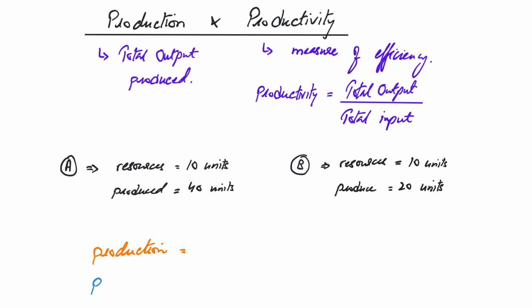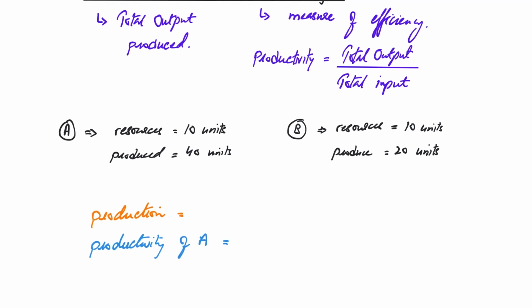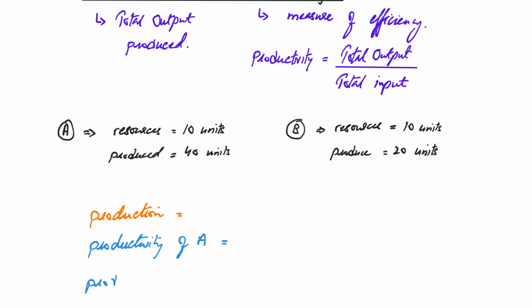And then you have to find out productivity of firm A and productivity of firm B. So in our case, the total production is 60 units, 40 by firm A and 20 by firm B. Now, who's more productive? Who was more efficient? That's productivity. It's a measure of efficiency.